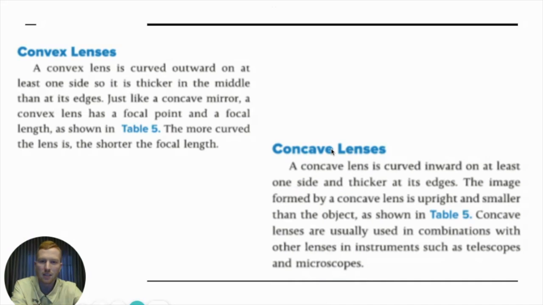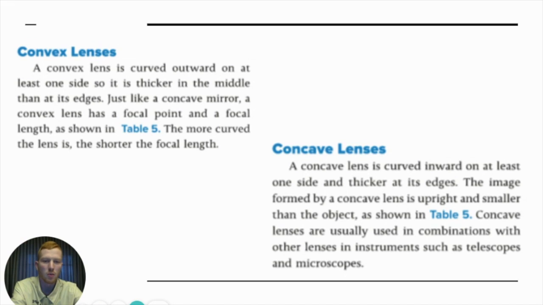And then it says, just like a concave mirror, a convex lens has a focal point and a focal length, and you can see that on table 5 if you go to this page on your online textbook. The more curved the lens is, the shorter the focal length. You're going to learn more about that here shortly. The opposite of that is a concave lens. As I mentioned, the second picture on that first slide, a concave lens is curved inward on at least one side and thicker at its edges.